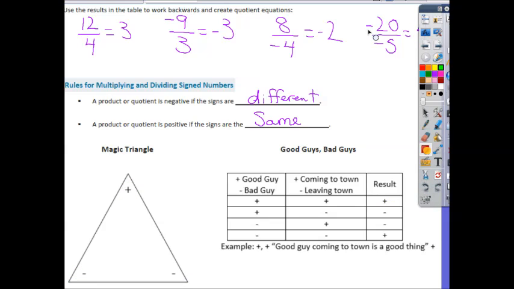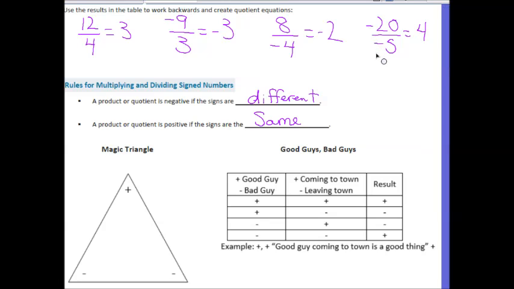Let's say I was looking at this problem here. I have a negative divided by a negative. So I would cover up my two negatives, and the result would be positive.